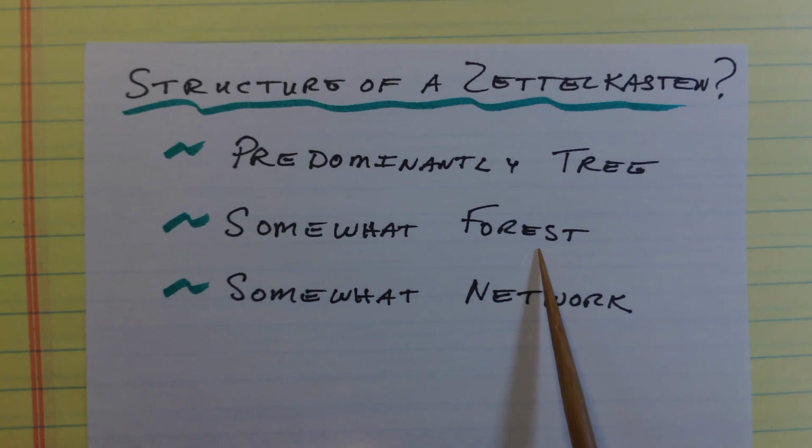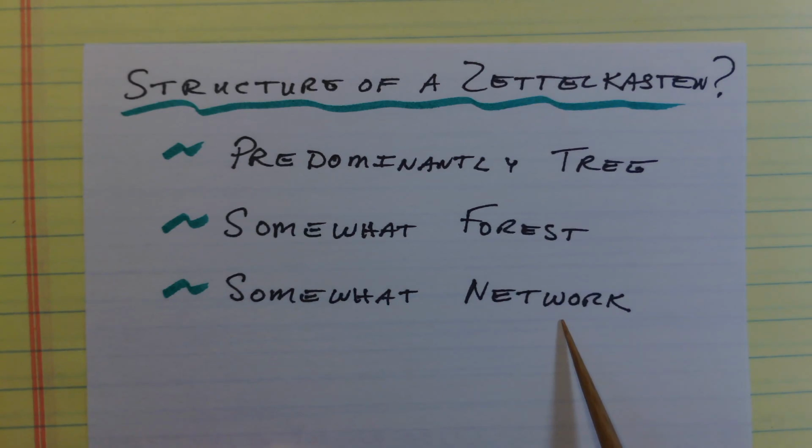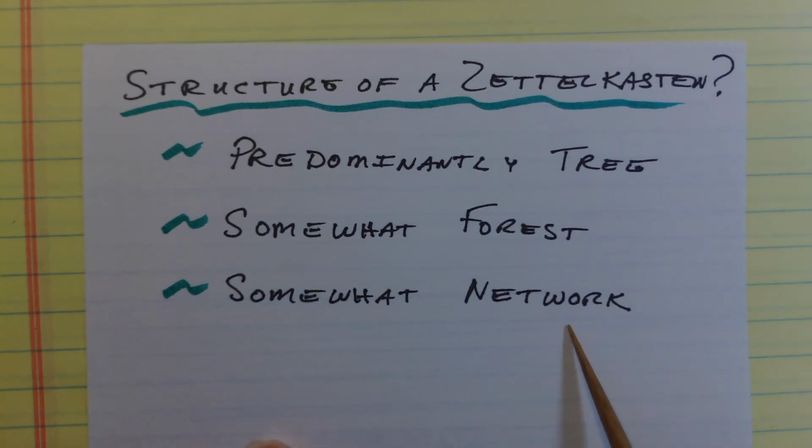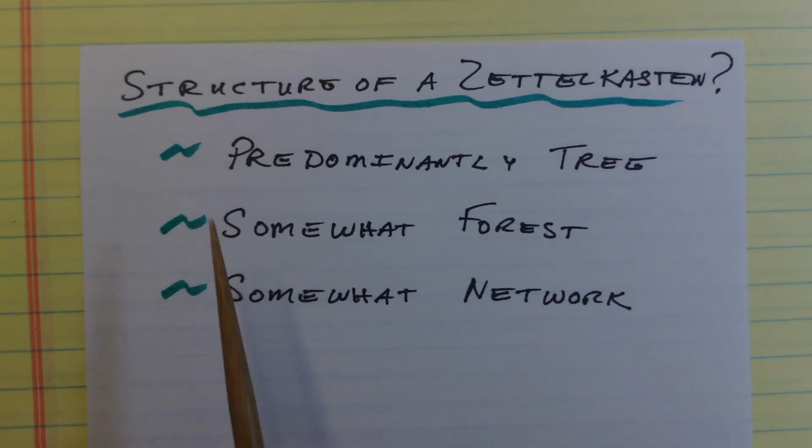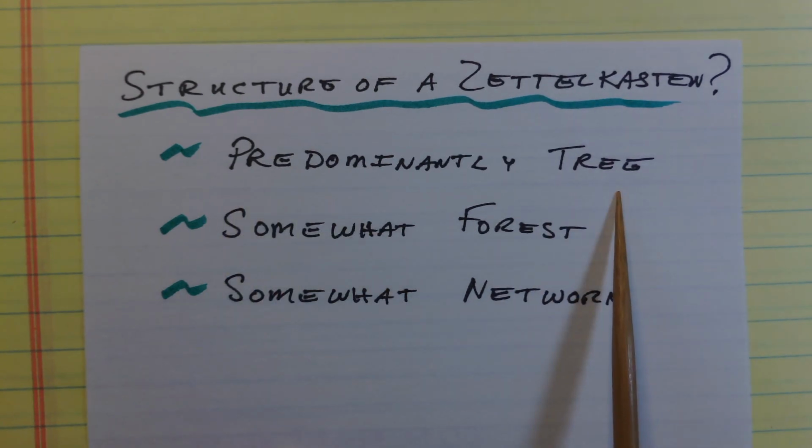Because each entry point has its own separate tree that doesn't link anywhere else, and it's somewhat like a network because a given child card could have more than one potential parent. But basically, it's predominantly a tree.